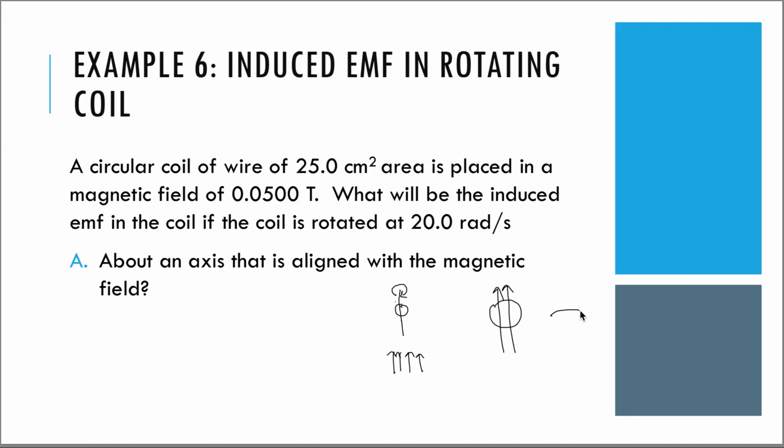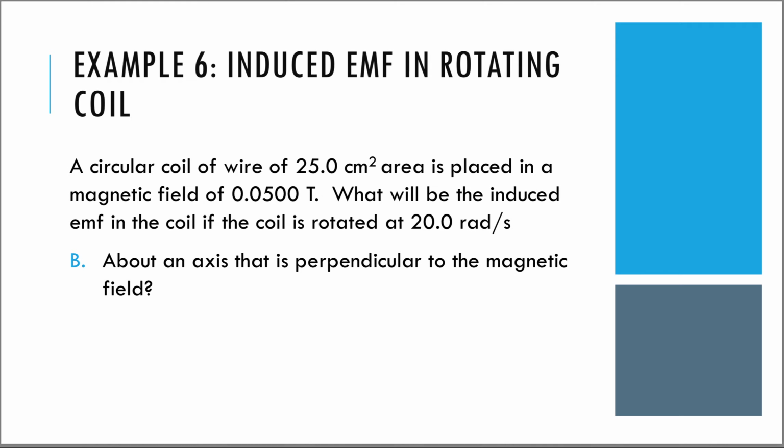In order to catch some lines, it'd have to be like this so that the field lines can go through that loop. It'd have to be horizontal, not vertical. So the answer to this question is actually 0. There is no induced EMF because the flux through the loop is not changing. Let's take a look at part B though.